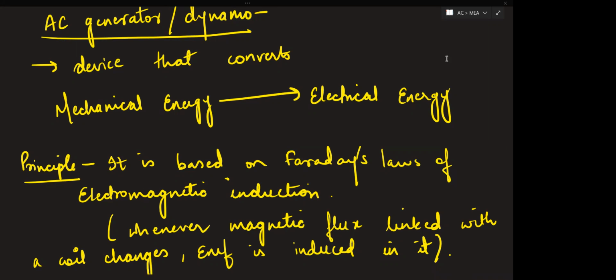So in the last class, we had started with alternating current, where we had covered the principles of AC generator. So AC generator is basically a device that converts the mechanical form of energy into electrical form. And it is based on the whole electromagnetic induction that you have studied.